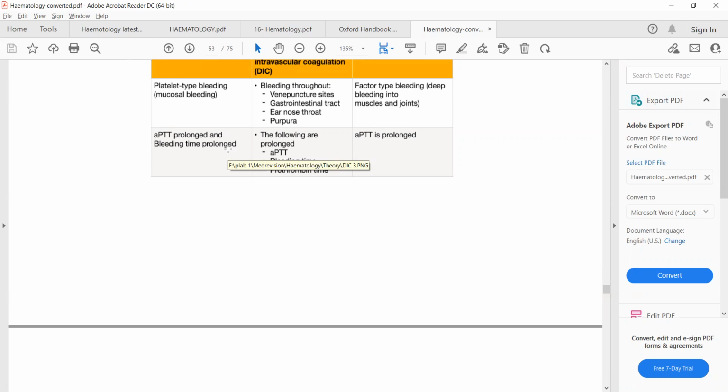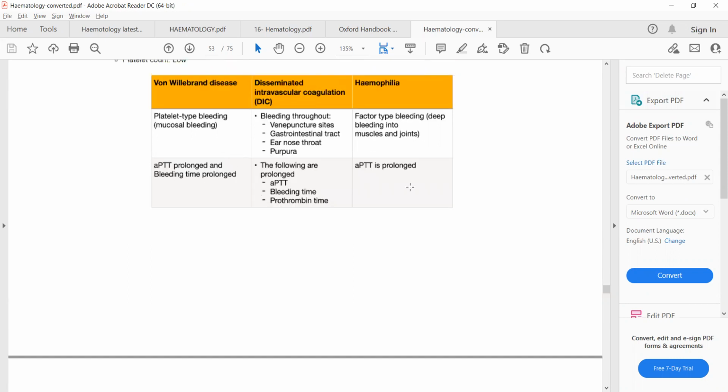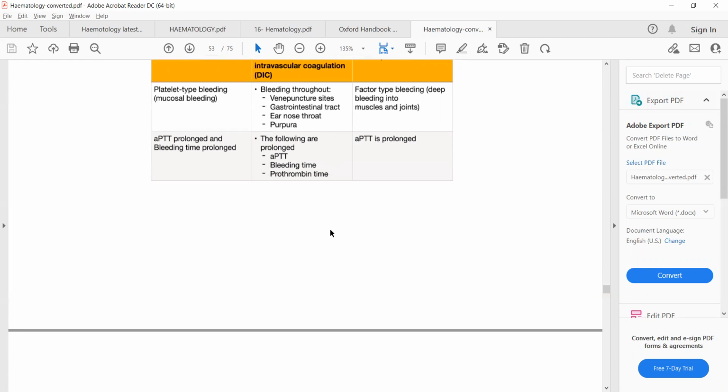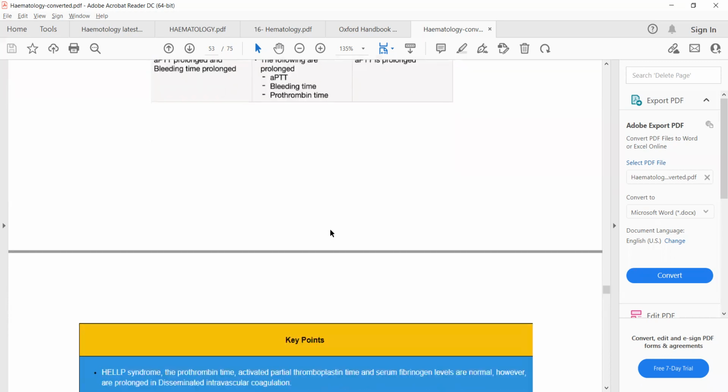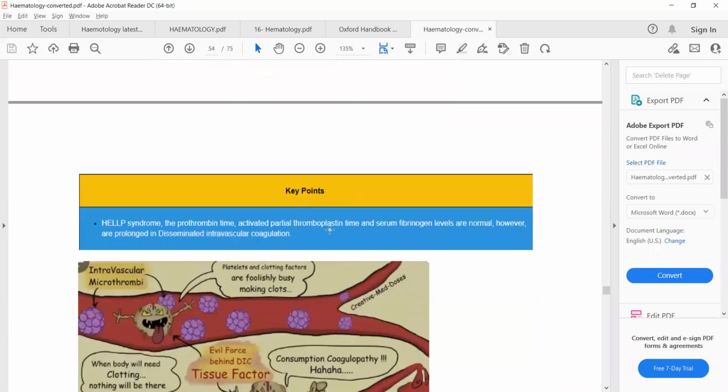So, APTT and bleeding time prolonged. APTT means there's a problem with clotting factor 8 or 9, and bleeding time prolonged means there's a problem with the platelets. So the diagnosis will be von Willebrand disease. If only APTT is prolonged, the diagnosis will be hemophilia. If all three are prolonged, along with increased D-dimer and decreased platelets and fibrinogen, then the diagnosis will be disseminated intravascular coagulation.